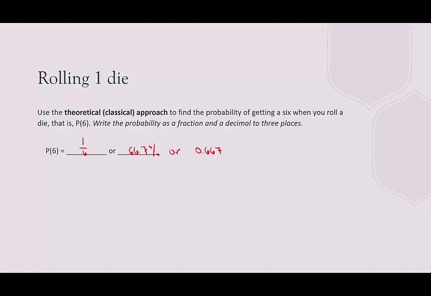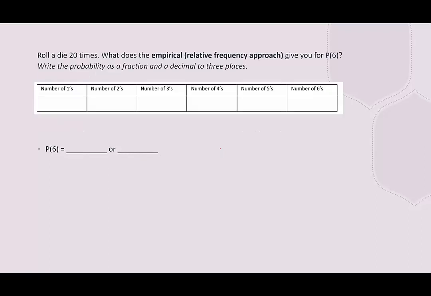Now what we're going to do is we're going to roll a die a bunch of times. You can either get a die and keep track yourself. You can find a website that will roll a die several times. I'm going to use Microsoft Excel. So we're going to go there now.